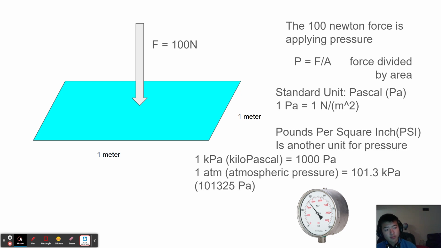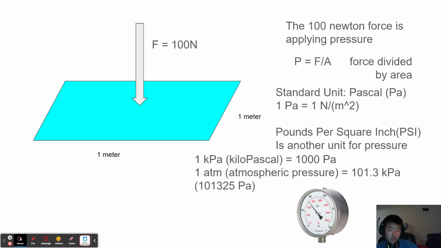The standard unit of pressure is a Pascal, Pa, and since the unit of force is a Newton and the unit of area in our case is meter squared, a Pascal is just a simplification of newtons per meter squared. So another common unit found in life is pounds per square inch, PSI. We usually see that in tires and balls.